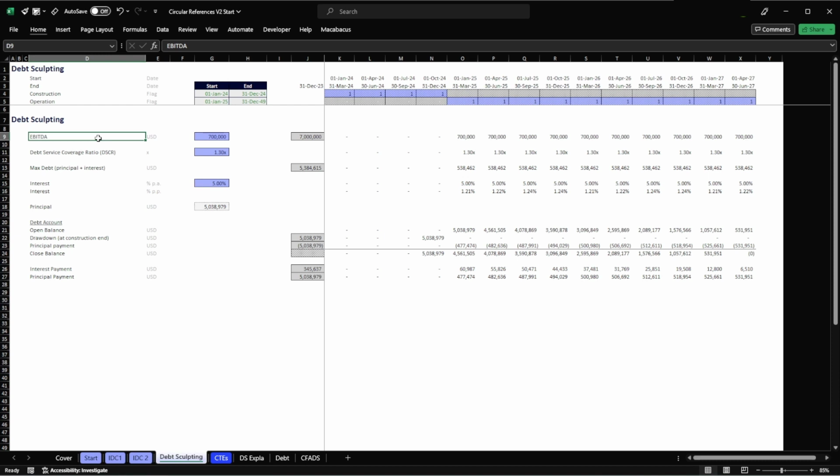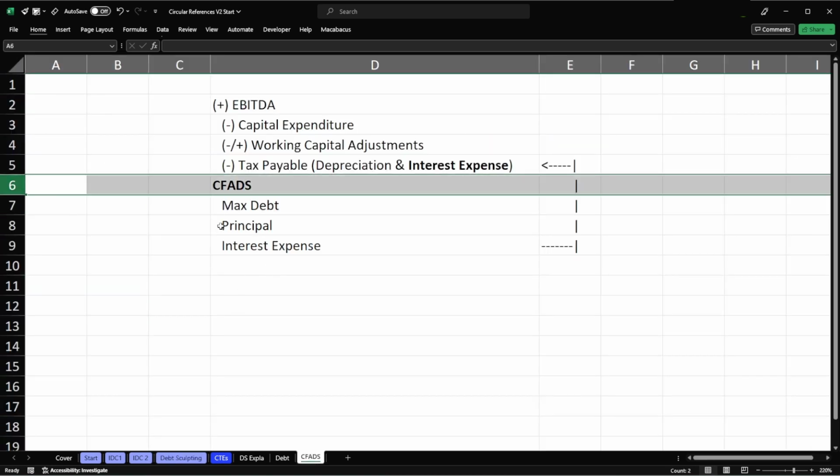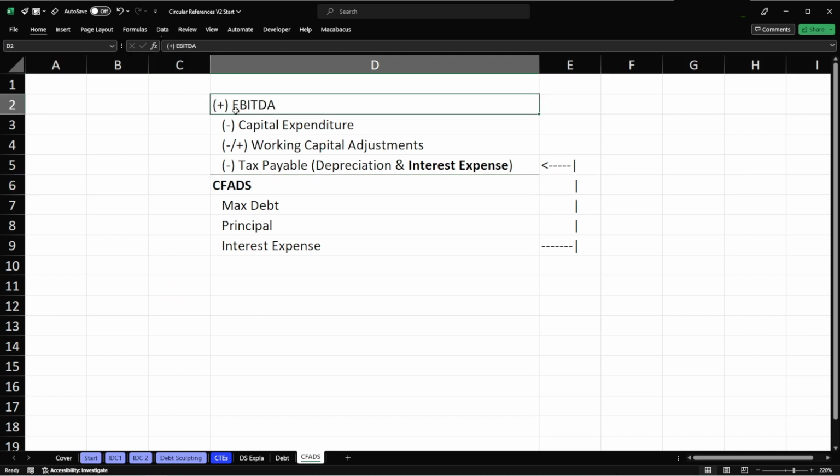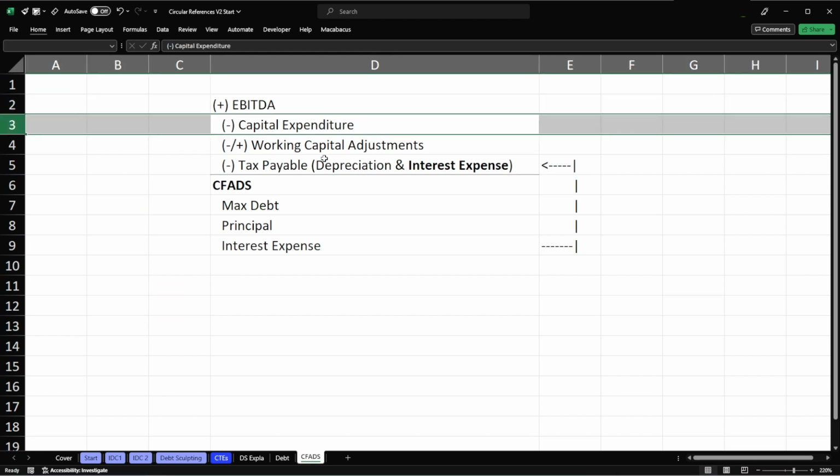What I would recommend is to calculate your debt sculpting based on the cash flow available for debt service. And whenever you use that, you're going to have a circular reference. So let's see what the CFADS is. The CFADS is calculated based on your EBITDA, the earnings before interest, tax, depreciation, and amortization, minus your capital expenditures, which is whatever capex you have to come up with during the operation phase.